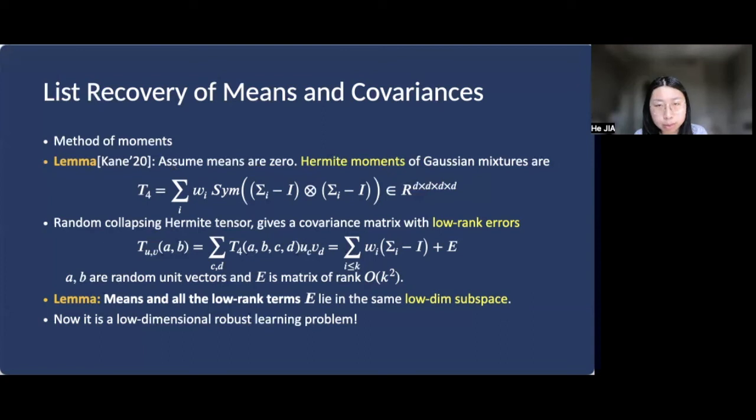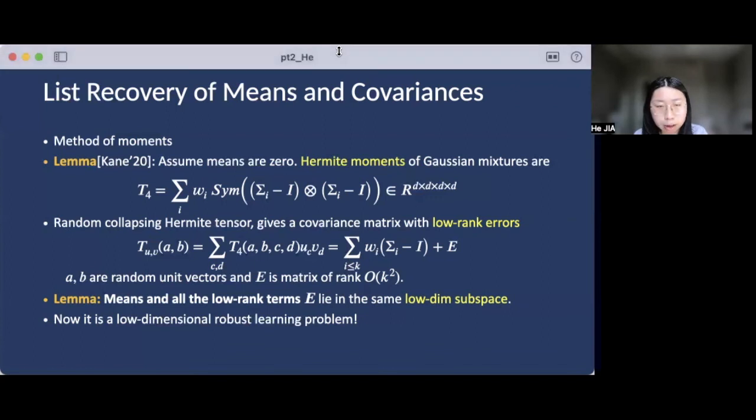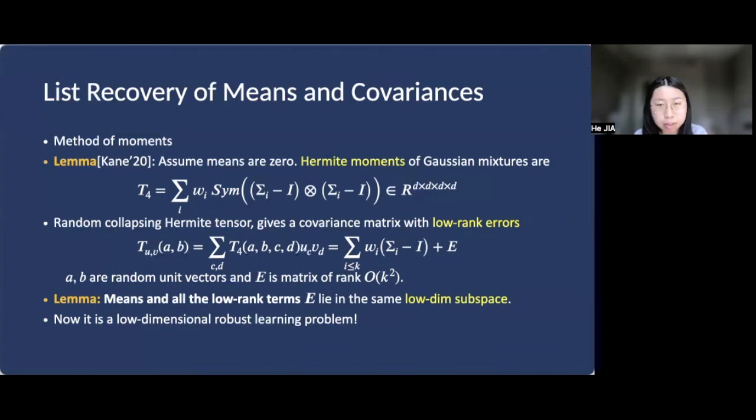For example, Kane introduced a tensor decomposition method: we can take two random unit vectors A and B and apply them to the Hermite tensor. As we can see here, if we choose A and B properly, we'll get this form. It looks like a sum of our covariances minus identity plus a low rank error E. Here E is a matrix of rank order K squared. Because K is a constant, E is a matrix of constant rank. With this lemma, with enough trials, we'll find a good A and B so that we can recover our covariances up to a low rank error from the Hermite tensors.